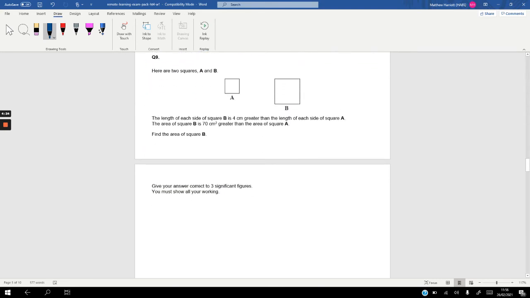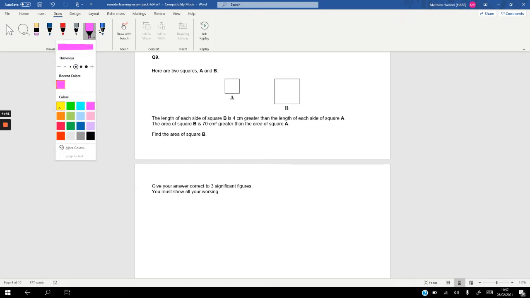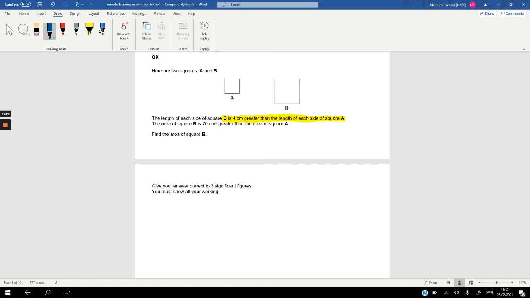Question 9. This is a really good question. It's initially quite challenging, but actually we'll get there. 2 squares A and B. Okay, there's lots of information here that we need to collect. So, the side length of square B is 4 centimeters greater than the side length of square A. Straight away, that's hard because it's relative. It's like 4 centimeters bigger. I want a way of representing that using maths. So I don't know the length of A, so I'm going to call it X.